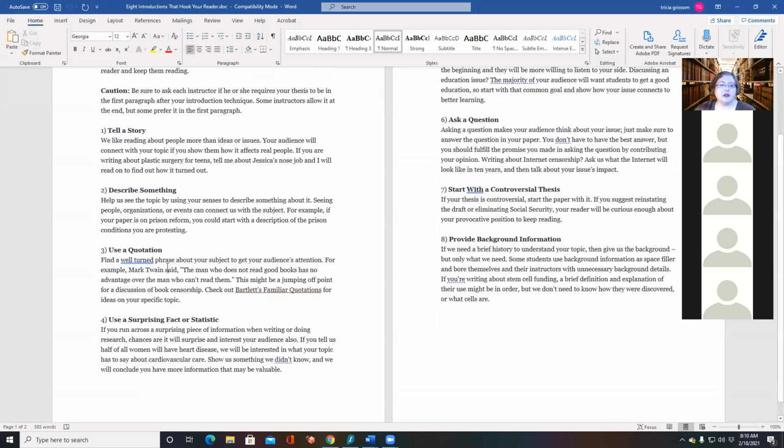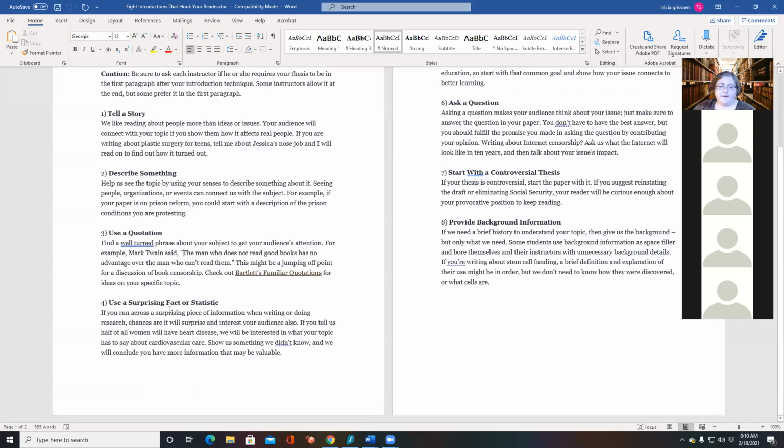Use a quotation, something that applies to your topic that really gets us thinking about it. You can look at Bartlett's Familiar Quotations online. There are a lot of books that collect commonly used quotations. So I told you guys one of my favorite quotes is, "The man who does not read good books has no advantage over the man who can't read them." This could be a good jumping off point for a discussion of book censorship, right?